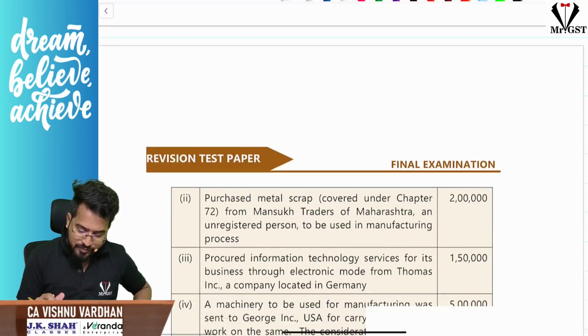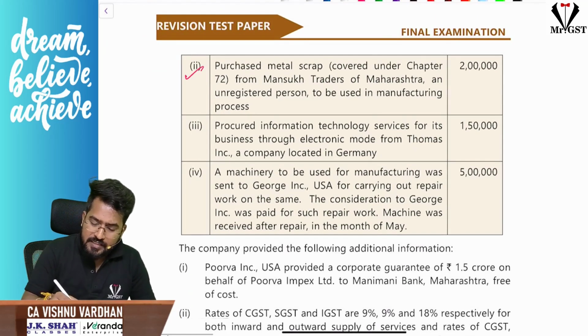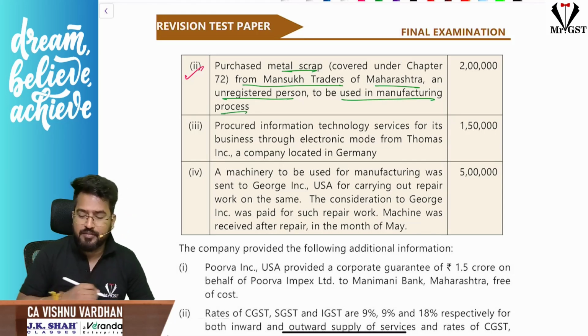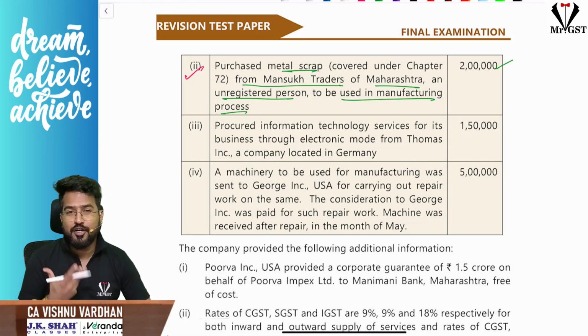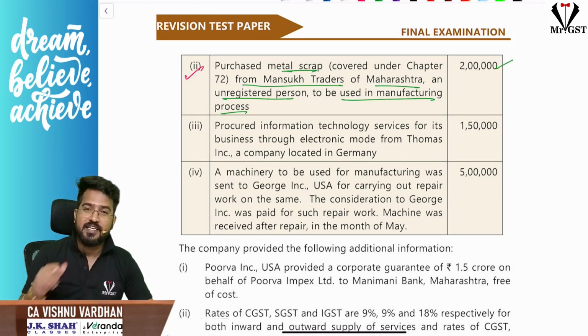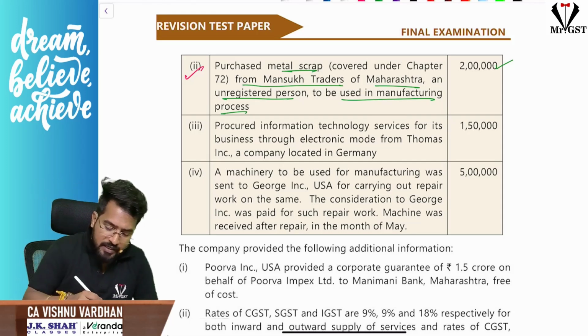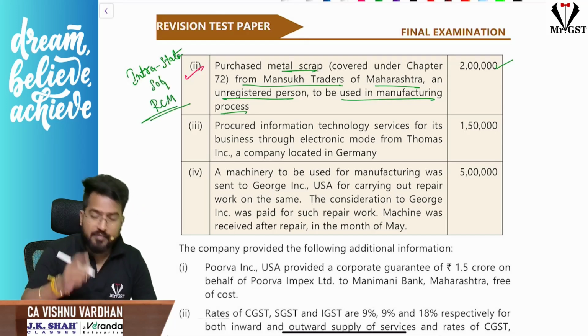Now, second one, sir: purchased metal scrap from Mansukh Traders of Maharashtra, an unregistered person, to be used in the manufacturing process, 2 lakhs. Please understand, purchase of metal scrap is the latest hot topic, which is there in the amendments also. So purchasing metal scrap from an unregistered person, RCM. And this is an intrastate supply of goods, RCM. That is important actually.